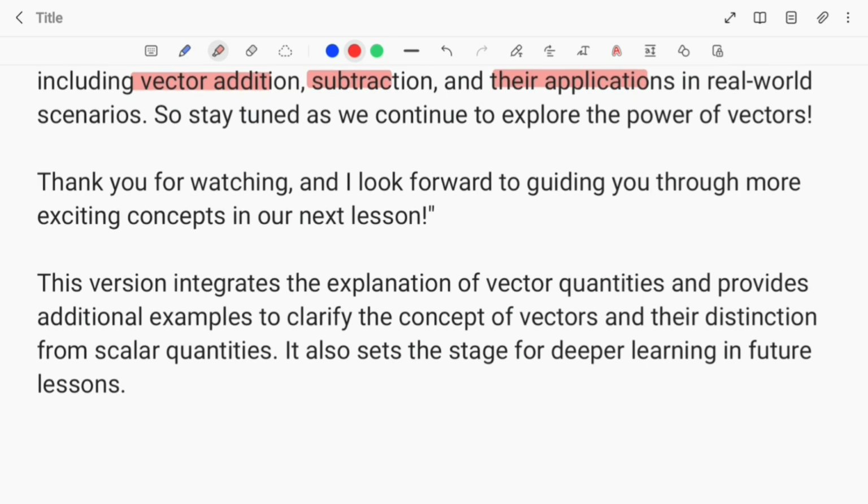This version integrates the explanation of vector quantities and provides additional examples to clarify the concept of vectors and their distinction from scalar quantities. It also sets the stage for deeper learning in future lessons.